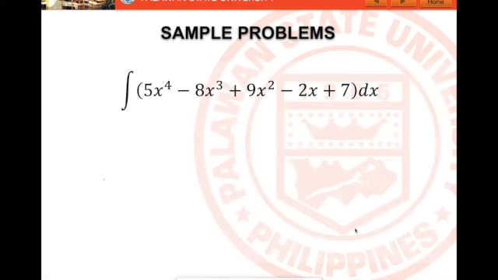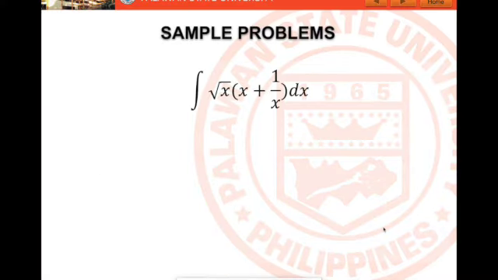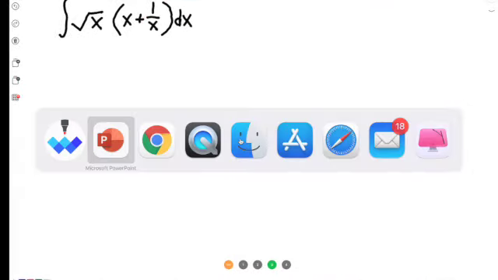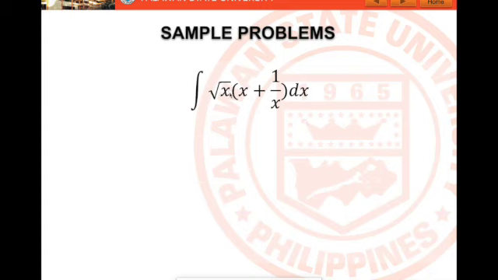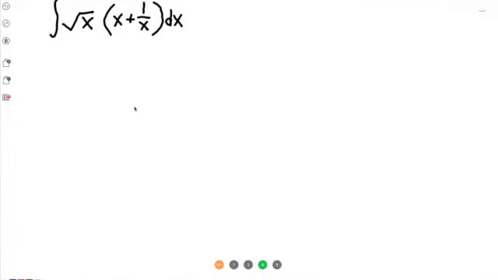Yes? Is there any question? So we have this equation. Tama ba yung pagkasulat dun? Okay. We have the square root of x multiplied by, in parentheses, x plus 1 over x, dx. We need to evaluate this one. Okay, so what do you think shall we do? Can we still use the power formula here? Let me see, pwede ba ako mag-copy? Hindi ata ako pwede mag-copy dito.